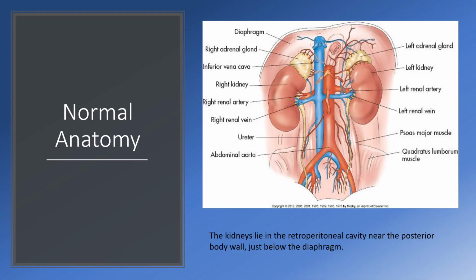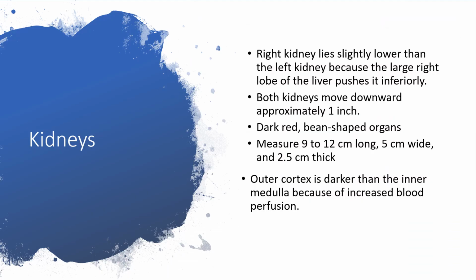The kidneys are retroperitoneal organs lying near the posterior body wall, just below the diaphragm. The left kidney is inferior to the spleen, and the right kidney is inferior to the liver. The right kidney is slightly lower than the left kidney because the large right lobe of the liver pushes it downward. Both kidneys do move when the patient breathes in and out. They'll move downward approximately a full inch.